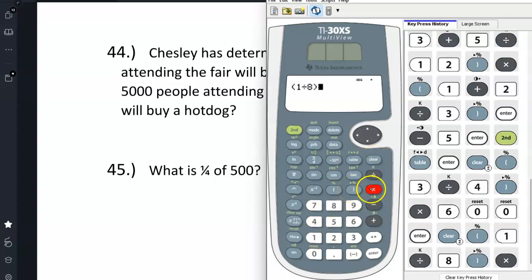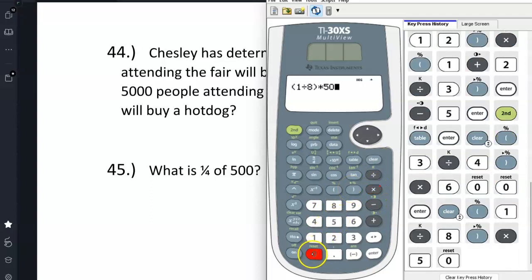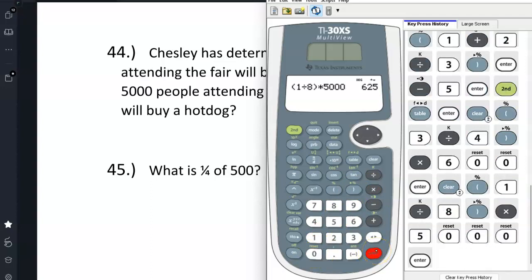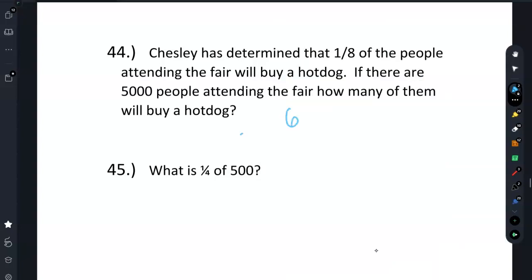And once again, I'm going to multiply that by the total amount of people that are attending the fair, which is 5,000. Press enter, and I get 625. So if 1 out of every 8 people buy a hot dog, and there are 5,000 people at the fair, then 625 people are going to buy a hot dog.